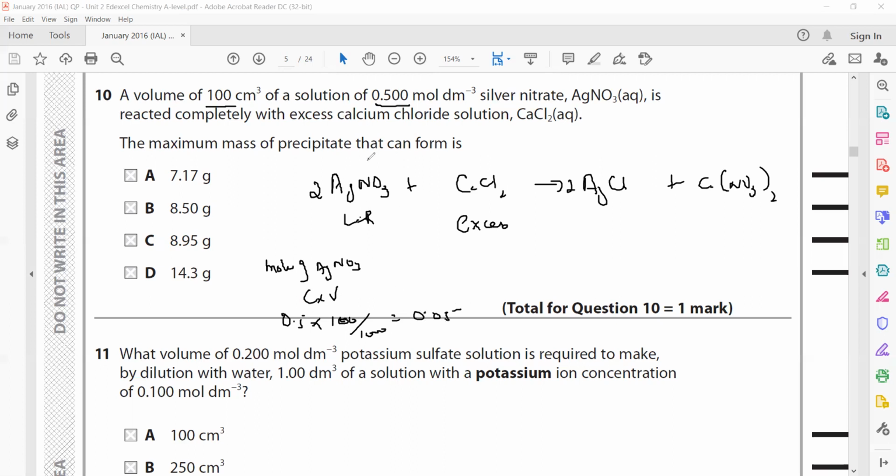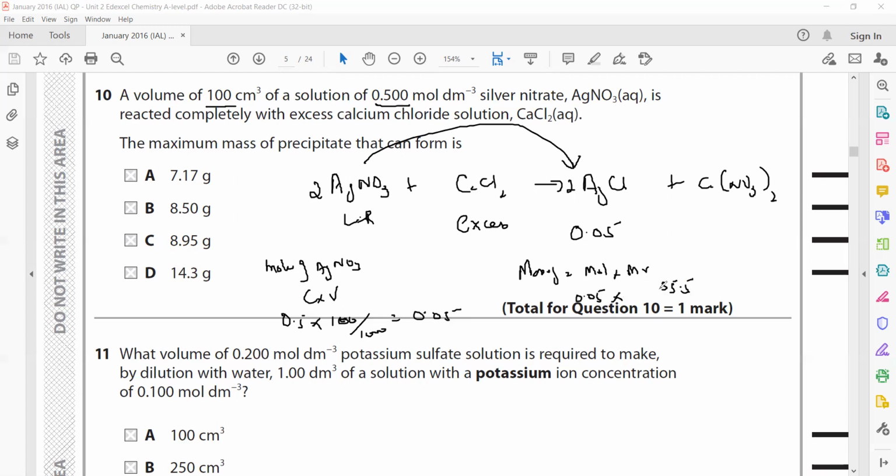These are the moles. And using the moles of silver nitrate, we'll get the moles of silver chloride. The ratio is 2 to 2, or we can say 1 to 1, so we'll get the same number of moles. That is 0.05 moles of silver chloride. But we need the mass of the precipitate. So to get the mass, moles equals mass in gram over molar mass. So mass in gram equals moles multiplied by molar mass. Moles 0.05 multiplied by molar mass.